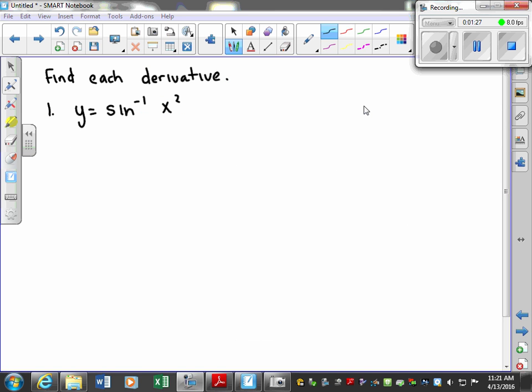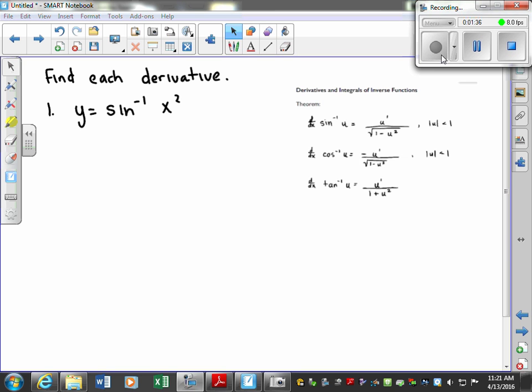Okay, so let's see some examples. Find each derivative. So we're given y equals sine inverse of x squared. Let's pull up our formula. So we're going to be working with this one, sine inverse. What we want to do is determine u. So first of all, what do you think we'll let u be? X squared. We can see our definition uses u prime, so we're going to need the derivative at some point. So we'll let u be x squared.